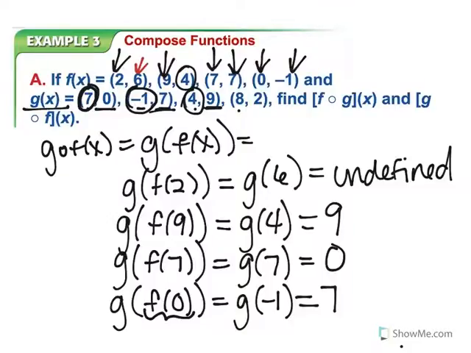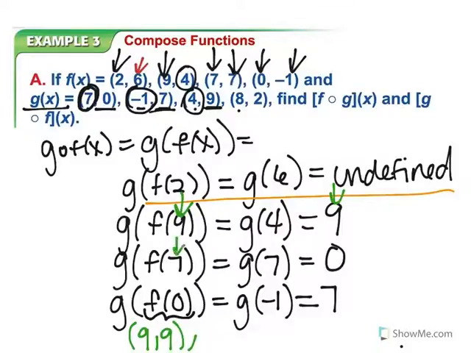Now we need to create our new points. Since this is undefined, we're not going to use it as a point. My new points are going to be, let's see, I input 9 and got out a 9, so my new point is (9, 9). I input a 7, got out a 0, so we have (7, 0). And I input a 0 and got out a 7, so (0, 7).